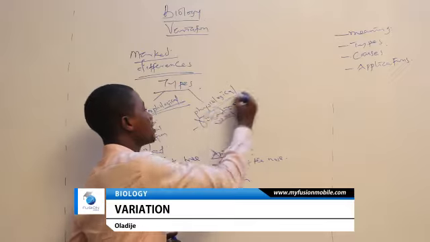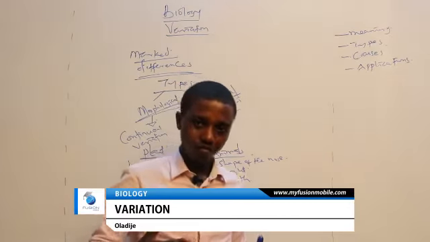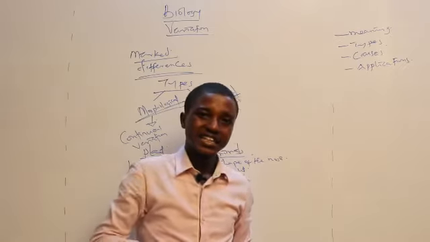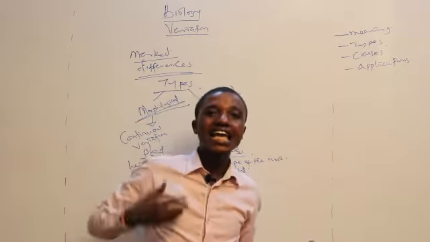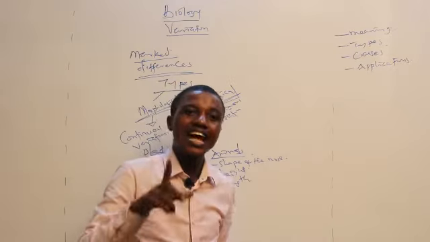Now, what are physiological variations? Physiological variations are variations that are innate. They are from the inside. They are genetical. They are heritable. Are you with me? They are innate. They are genetical and they are heritable.